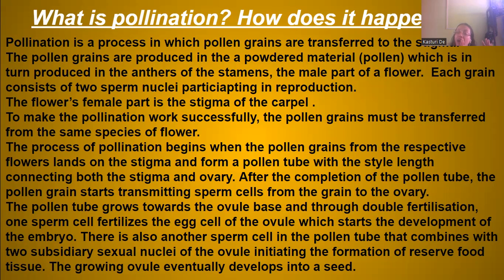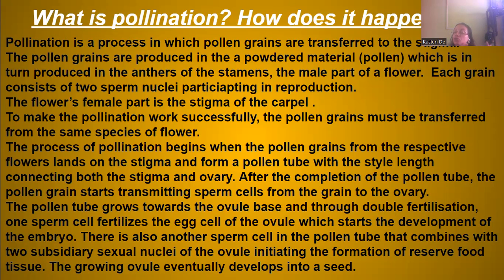So what happens? There are two male gametes, the sperm cells. Of the two male gametes, one will fuse with the egg cell to form the zygote, which will develop into an embryo later on. The other male nucleus will combine with the two subsidiary sexual nuclei of the ovule. What will that form? That will form the reserve food tissue for the embryo.